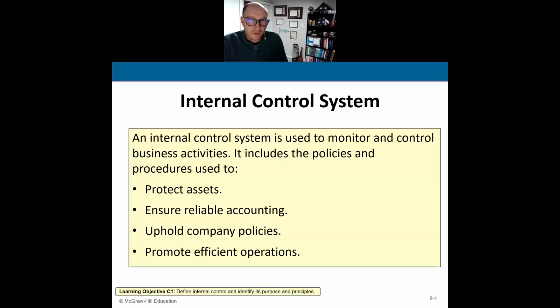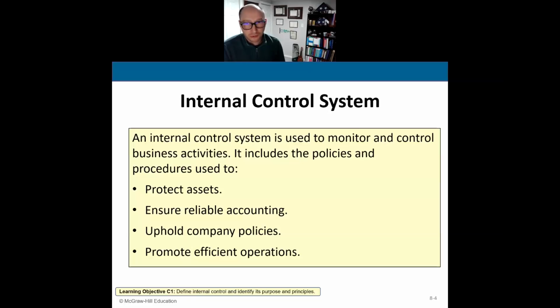The first part of an internal control system is to use policies and procedures to protect our assets. How do we protect our assets? We have insurance on our assets. Other ways we protect our assets is we secure them. How do we secure them? We lock them up. Just the same way that you lock your front door, you want to lock up your inventory. You've got to secure your inventory. Protect your assets, right? So really important we protect our assets.